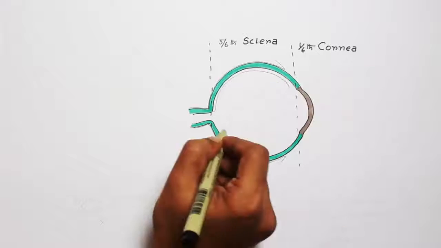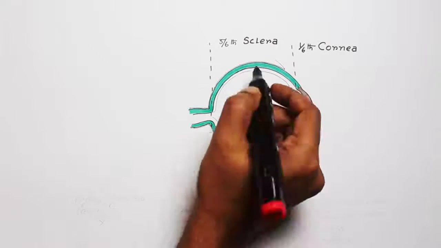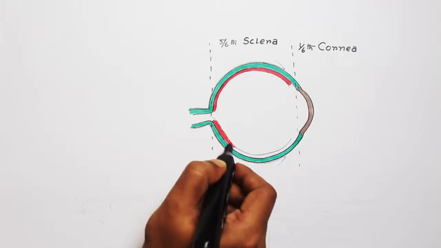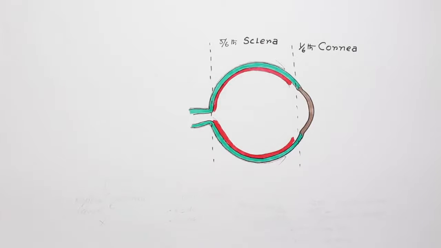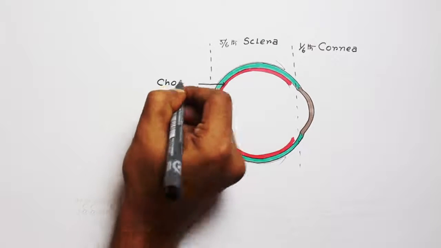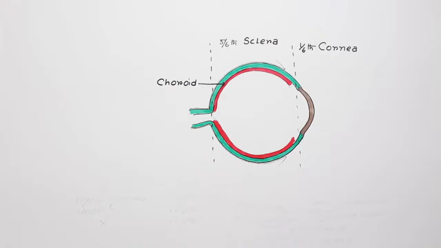Inside the outermost layer, there is a highly vascular layer which brings oxygen and nutrition for the other layers. It is present inside and posterior to the outer part. This is called choroid.